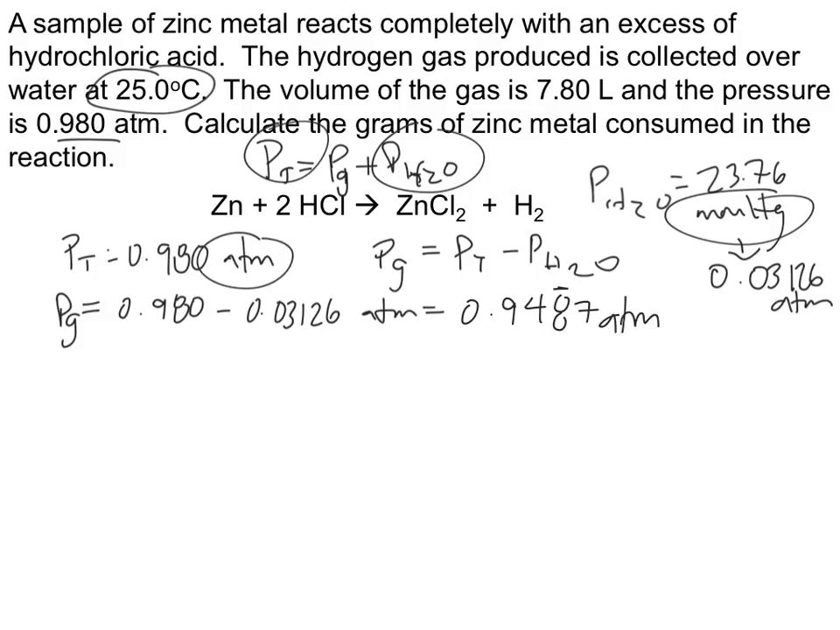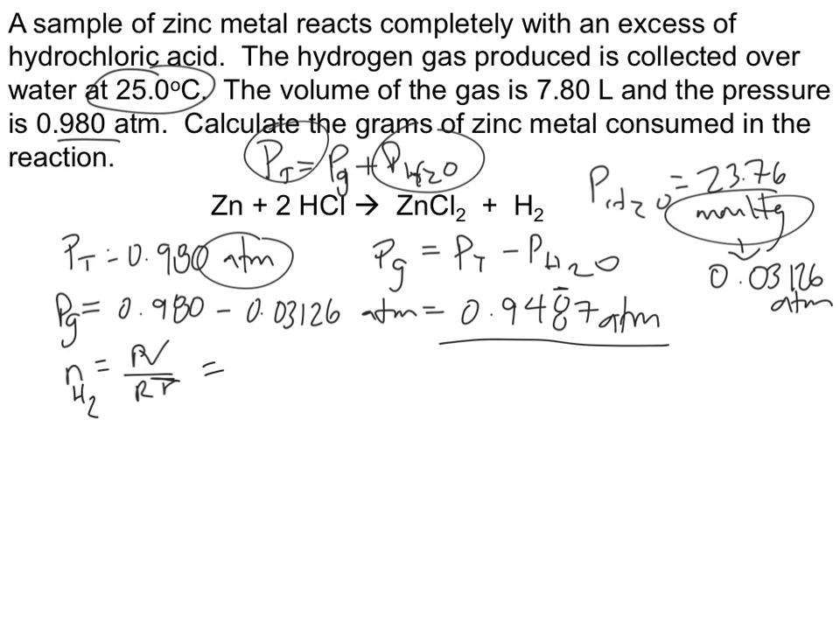Now they want us to tell them the number of grams of zinc metal consumed. So we know that we're going to need to take advantage of a mole ratio here at some point in time. So we know that we're going to need to get into moles. If we take the information that we've calculated so far, our pressure of our gas, our temperature, etc., we can use our ideal gas law and subsequently rearrange it and get ourselves our number of moles of hydrogen gas produced.